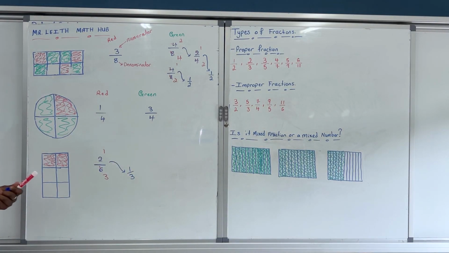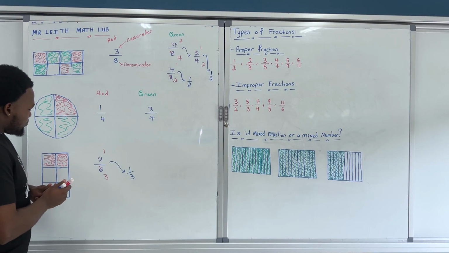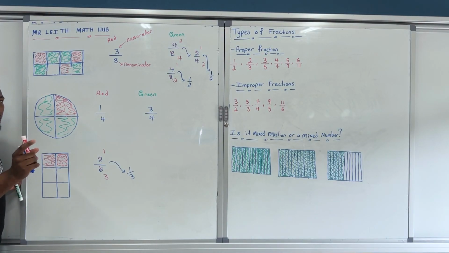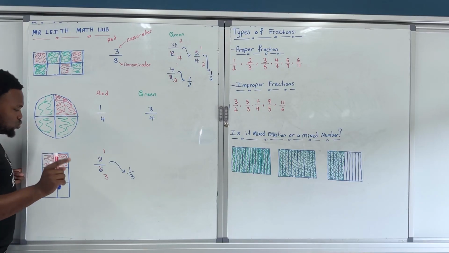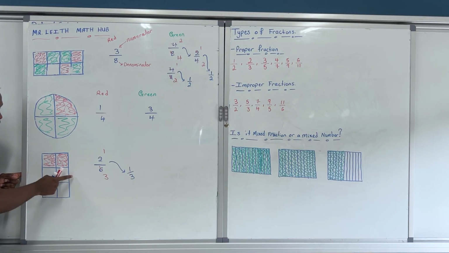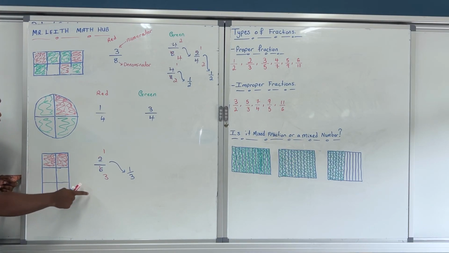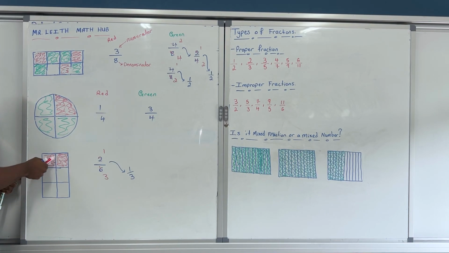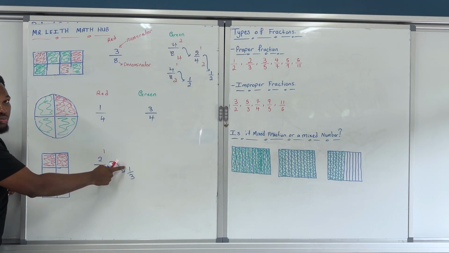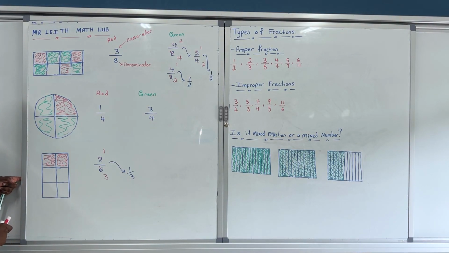Let's see how that makes sense. Let's think about this shape, it's cut up into 6. Let's think about the groups of 2. 1 group of 2, 2 groups of 2, 3 groups of 2. So let's say I've just highlighted 1 group out of the 3 groups.